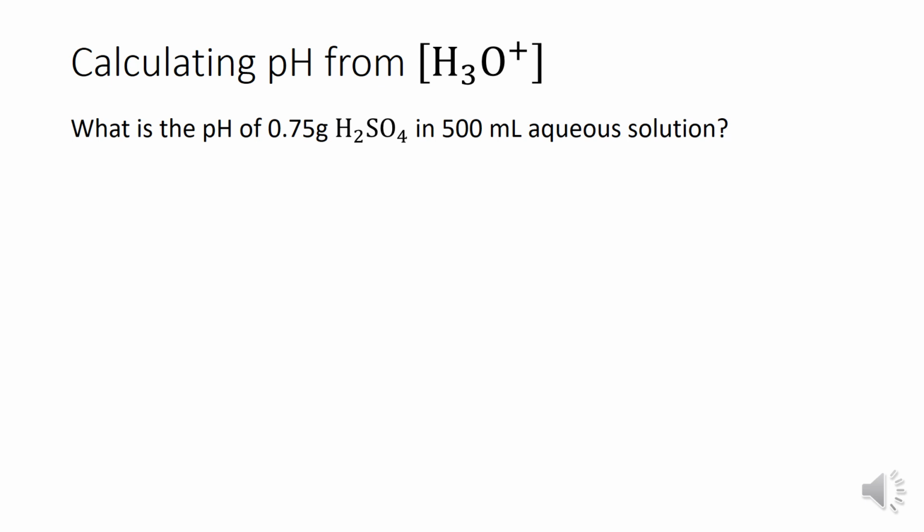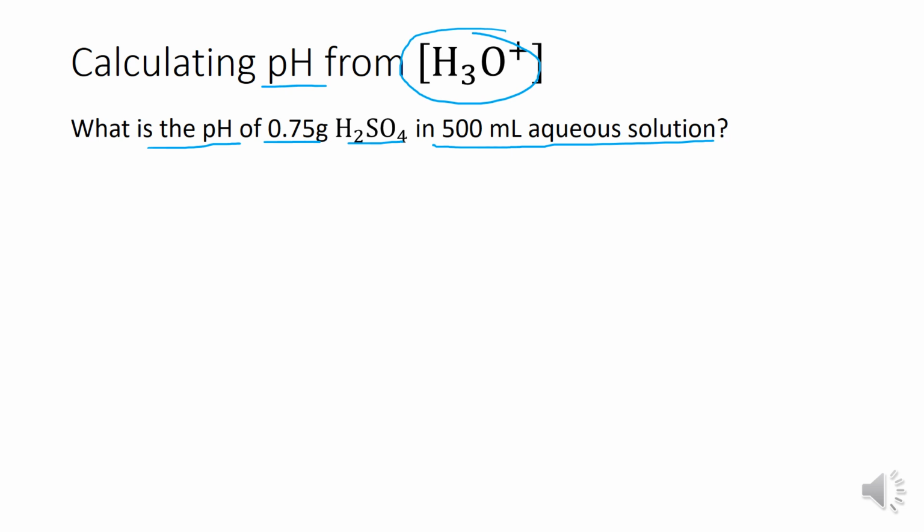Okay, pH from a given hydronium ion concentration. For this one, we simply have to use the formula for pH. The question is, what is the pH of 0.75 grams of sulfuric acid in 500 ml aqueous solution? In this case, we are not given the concentration of the solution, so we have to calculate it first.